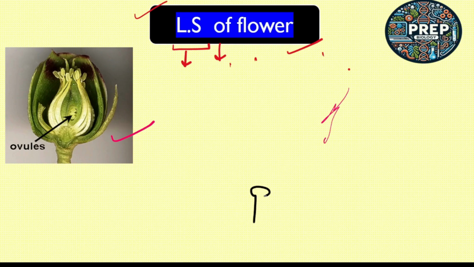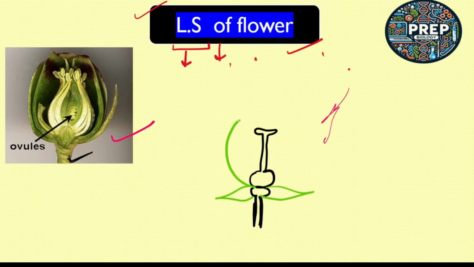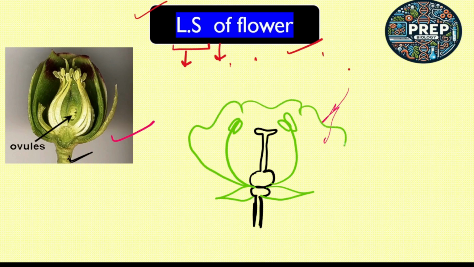We have this kind of structure. I am making this part, and along with this we have this kind of structure. So this is the structure we get when we cut longitudinally. Is it clear? This is a very important structure. Now let's see the different parts.